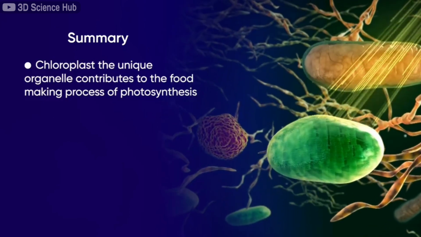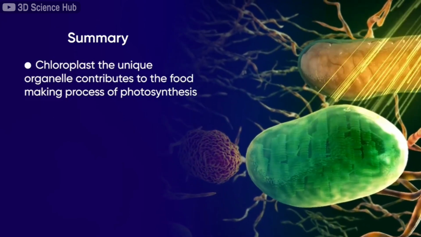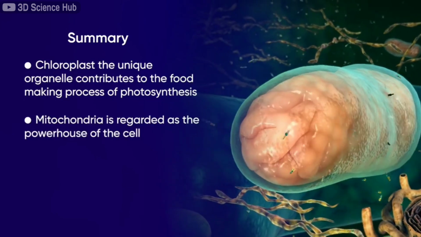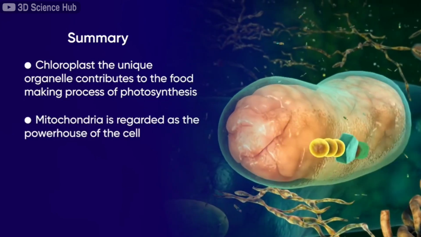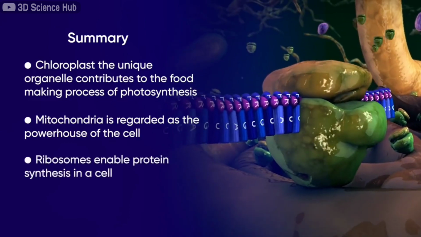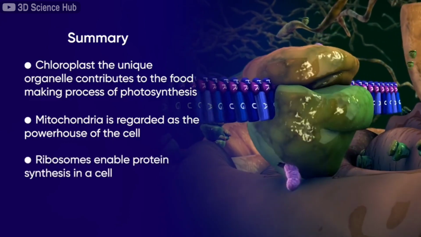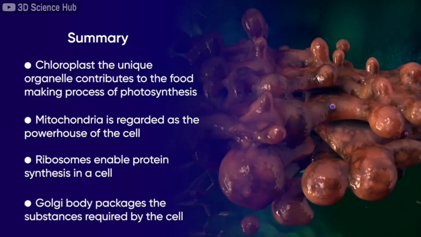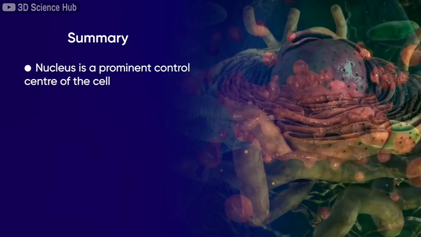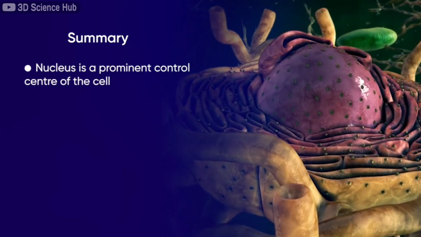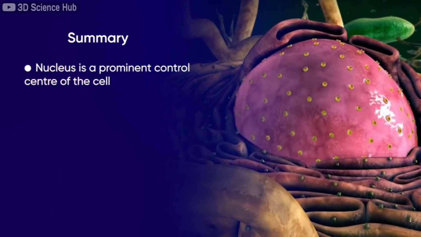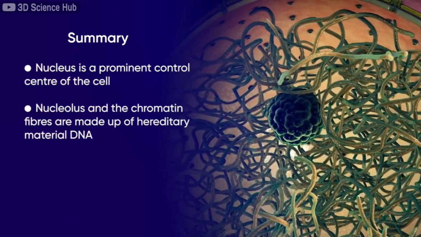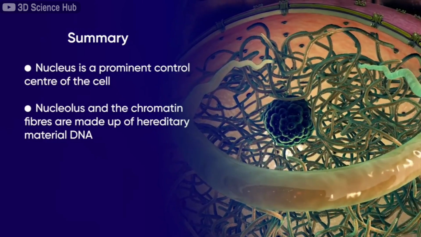Chloroplast, the unique organelle contributing to the food-making process of photosynthesis. Mitochondria, that is regarded as the powerhouse of the cell. Ribosomes, which enable protein synthesis in a cell. Golgi body, which packages the substances required by the cell, and the prominent control center of the cell, that is the nucleus. Inside the nucleus are seen the nucleolus and the chromatin fibers made up of the hereditary material DNA.